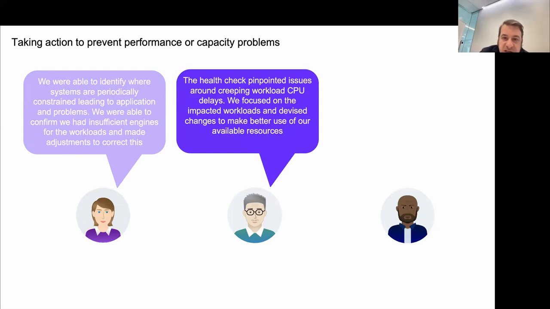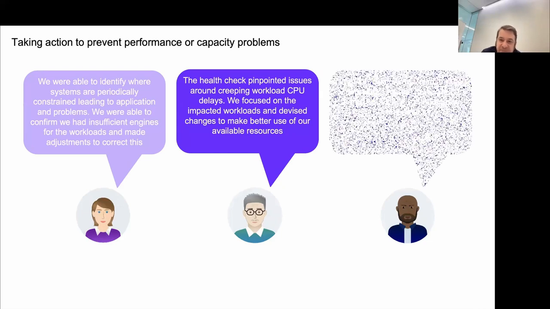We can also use the health check to pinpoint issues around creeping CPU delays. We could find out which workloads were impacted and make changes so that we make better use of the resources. Again, it might be moving certain non-strategic or non-time-critical workloads to a different point in time, to make better use of the resources and give the spikier, more volatile workloads more capacity, because we don't know exactly how much they'll use at each point in time.